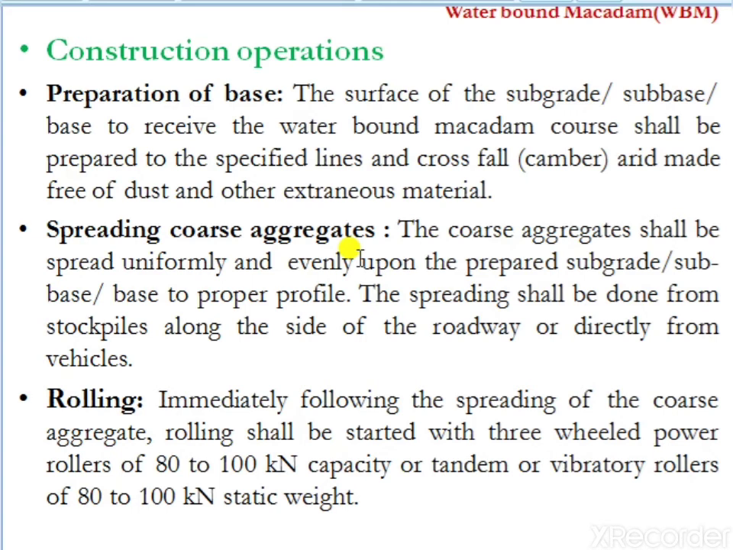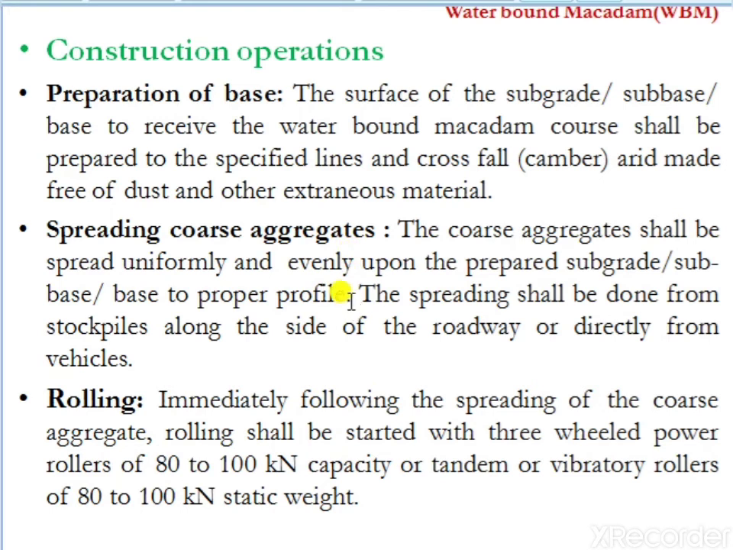So before laying a waterbound macadam layer, the layer which is beneath the WBM layer, it may be a subgrade, subbase or a base, should be first prepared. So if there is any extra material or any unwanted things on this layer, it should be removed, and this layer should be prepared as per the specification given in the contract. If it is necessary, this layer can be sprinkled with water and given 2 or 3 passes using a lightweight roller.